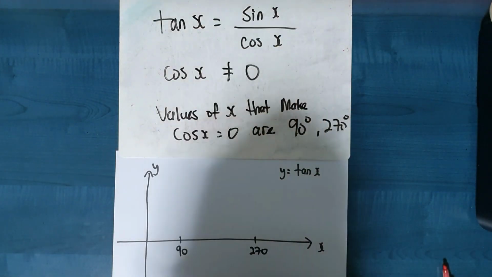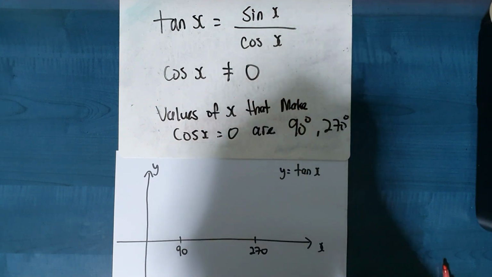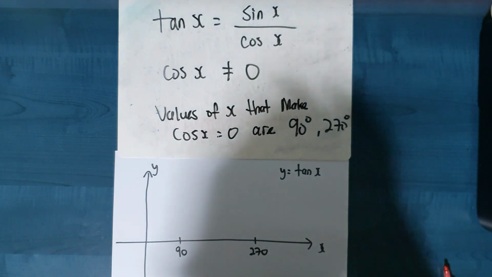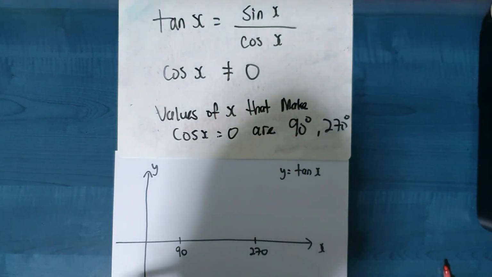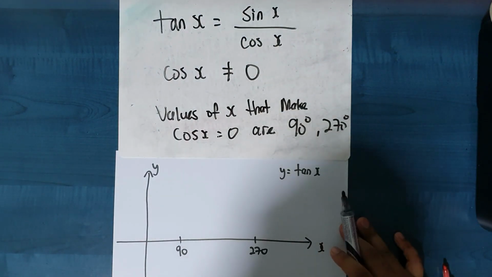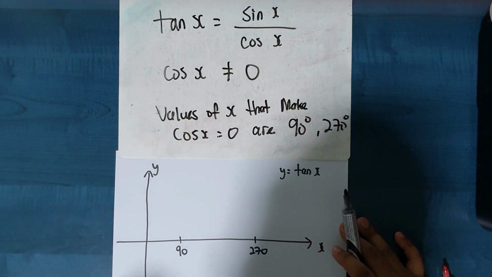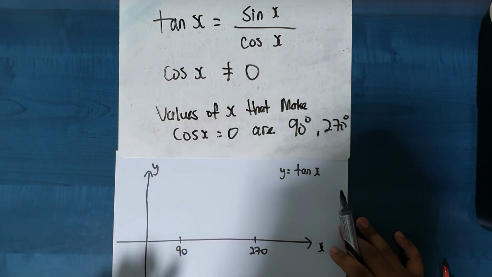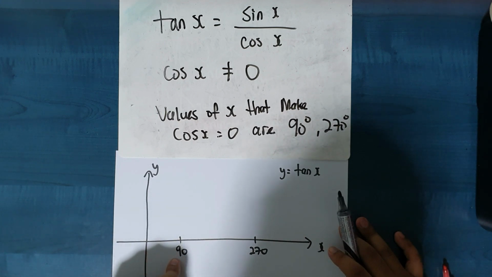Now, tangent x cannot have a value when cosine x equals 0. And as we know, cosine x is 0 for these two examples of x, 90 and 270. So, over here, I wish to draw y equals tangent x. And for x equals 90 and 270, tangent x, or the y, cannot have a value. So how do I draw a graph such that when x is 90 and 270, there is no y value?